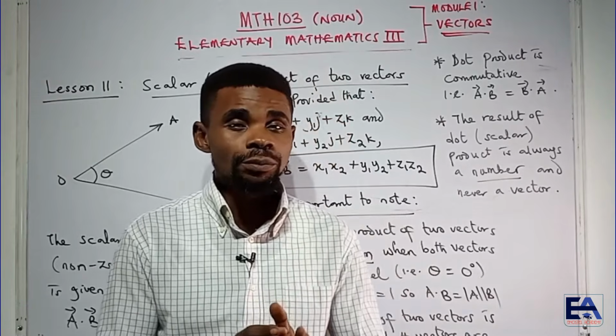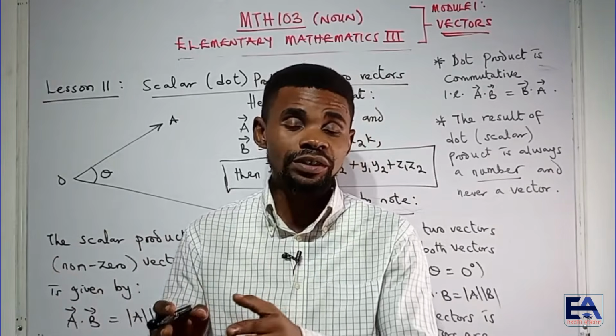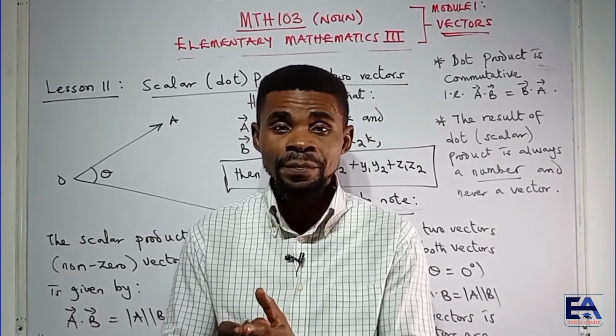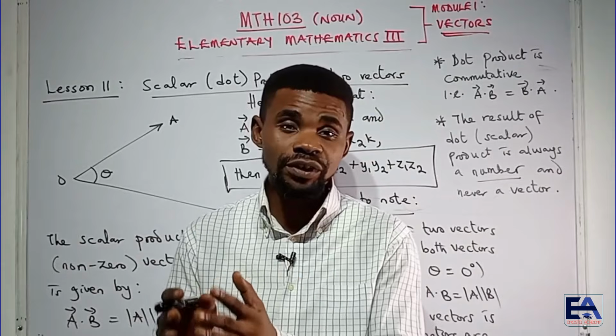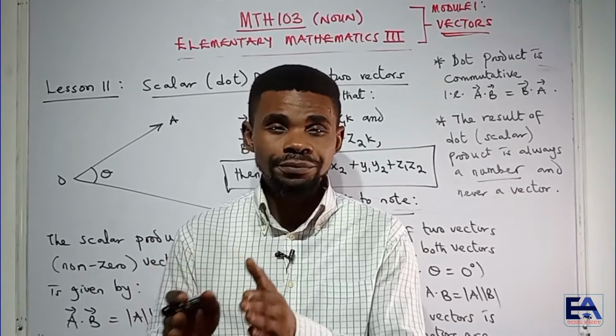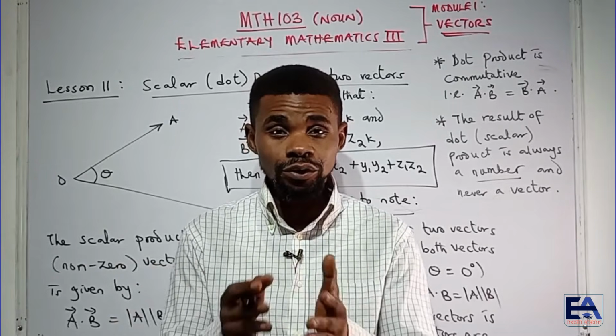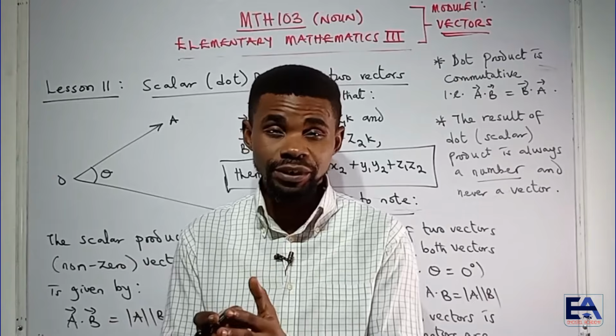Actually, when it comes to product of vectors, we have done addition of vectors. That is when two vectors add up to each other, so for us to get a resultant vector of the two of them. We've treated that one. But this time around, we are talking about product of two vectors. In mathematics, product means multiplication.